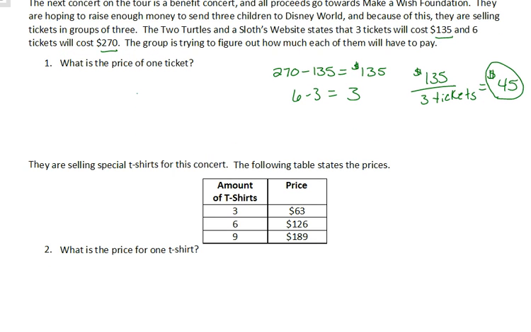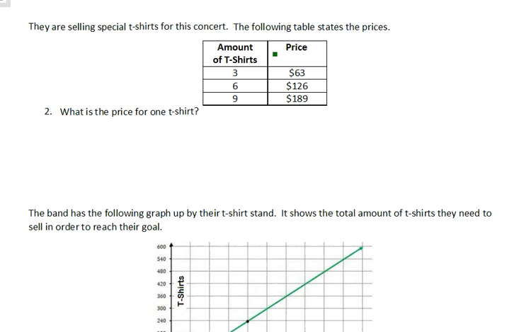Next one, they're selling special t-shirts for this concert. The following table states the prices. So again, what's that price for 1 t-shirt? What is just that 1 unit rate? Again, let's go ahead and double check. Let's look at the difference between the prices. So 126 minus 63, it looks like it's going to be $63 for how many t-shirts? Well, 6 minus 3, $63 for 3 shirts.